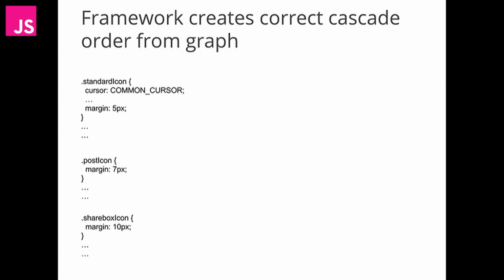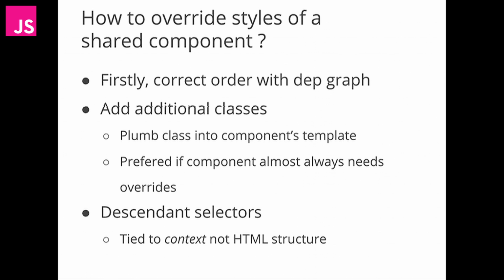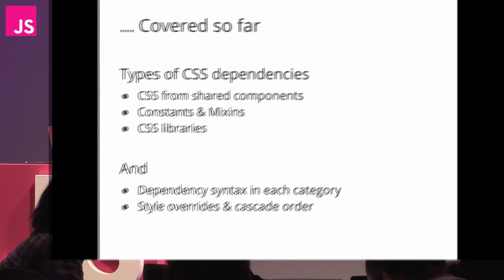And so now we have styles that show up in the right order, and that's great. We still haven't said how we are overriding. So we typically either use additional classes or descendant selectors. Additional classes require you to plumb your new class down to the component's template. But if the component is going to be overridden in almost every context it's used in, then that's actually better because it exposes sort of an API. The other way to do this is to use a descendant selector. And here, we're not tying it to the HTML structure per se. We are tying it to each context that the different pages need.